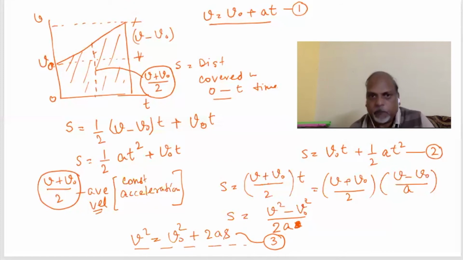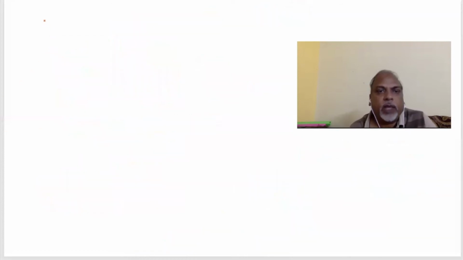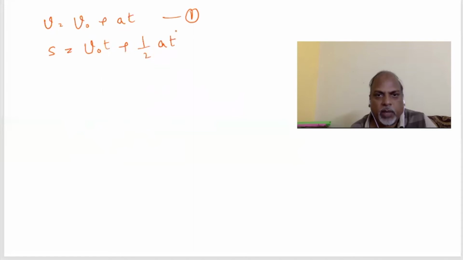So these are three equations. One is v is equal to v0 plus at. Another is s is equal to v0 t plus half a t square. And the third one is v square is equal to v0 square plus 2as.